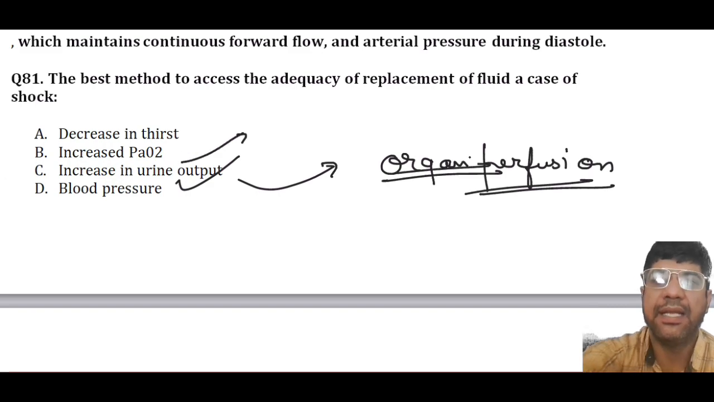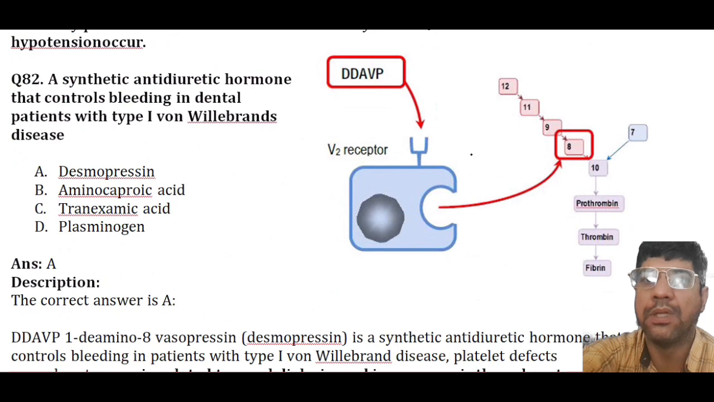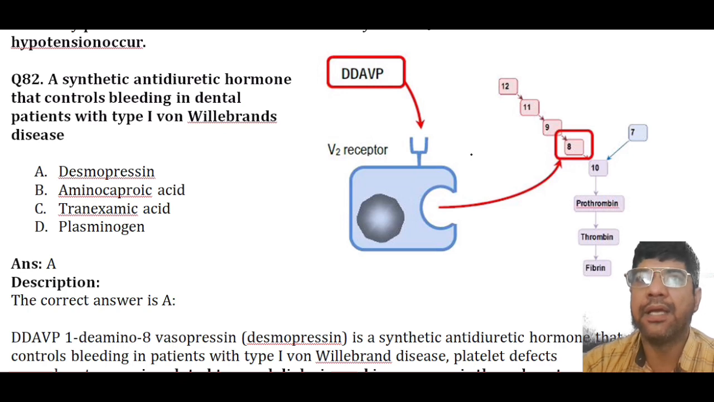A synthetic antidiuretic hormone that controls bleeding in dental patients with type 1 von Willebrand disease is desmopressin. It is a synthetic antidiuretic hormone used to control bleeding in patients with von Willebrand disease. It helps to improve platelet function and enhance blood clotting.